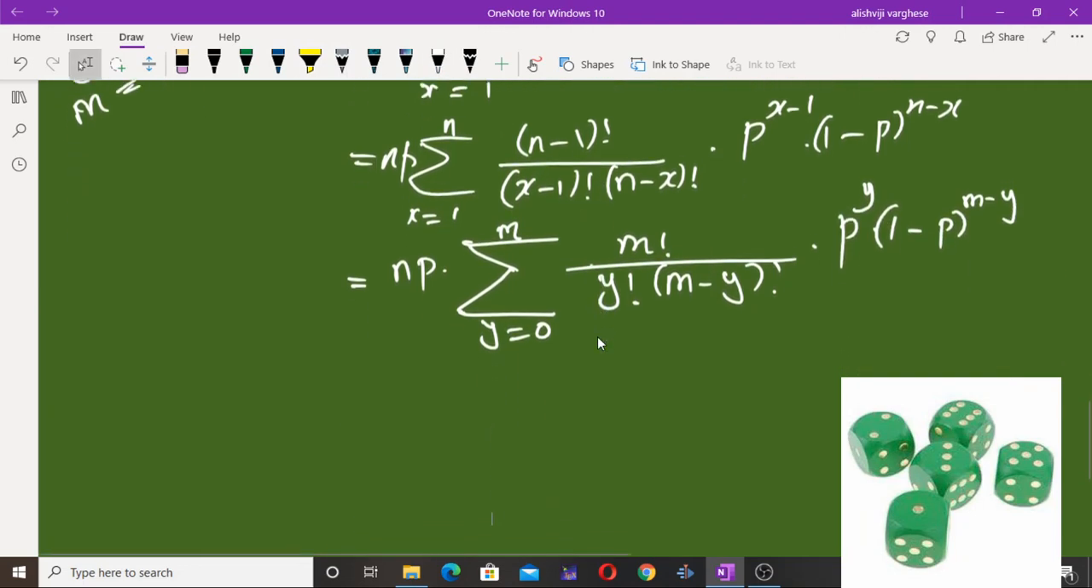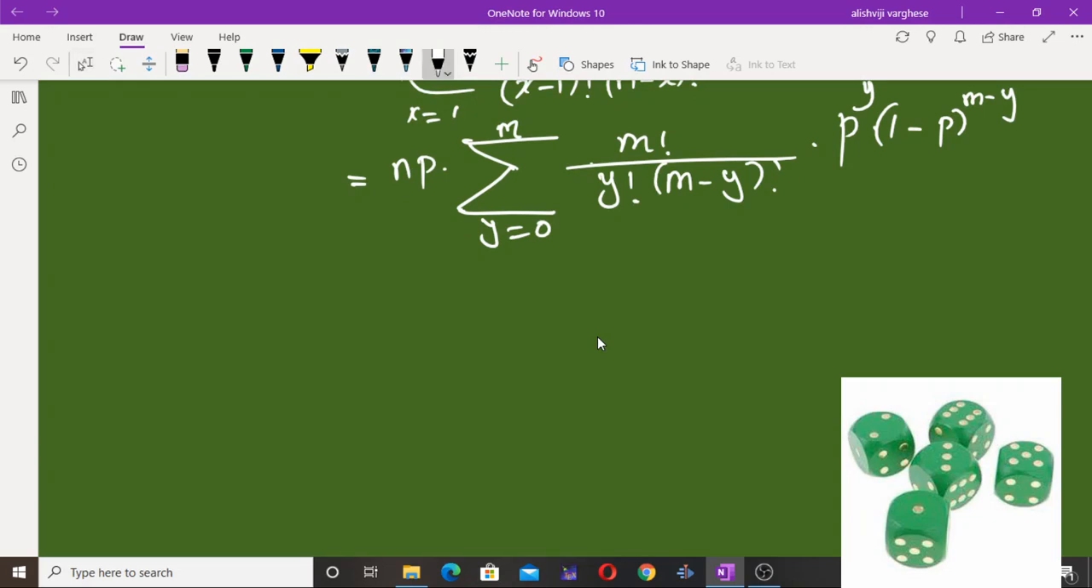Now if you look at this summation, it is np into this summation, which is the same as a binomial distribution probability density function with parameters m and p, and the random variable is y. So this summation is equal to 1, or you can use the binomial expansion, which we mentioned earlier, to prove that the sum is equal to 1. So this is equal to 1. So the mean of a binomial random variable is np.